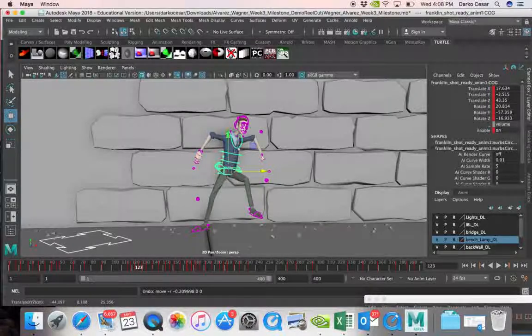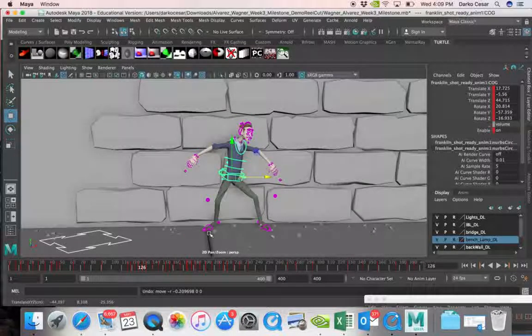And look where the balance of his body is, over here. That means that the balance is off, because it's impossible for him to lift this leg up if his body is over that leg. Simple physics.